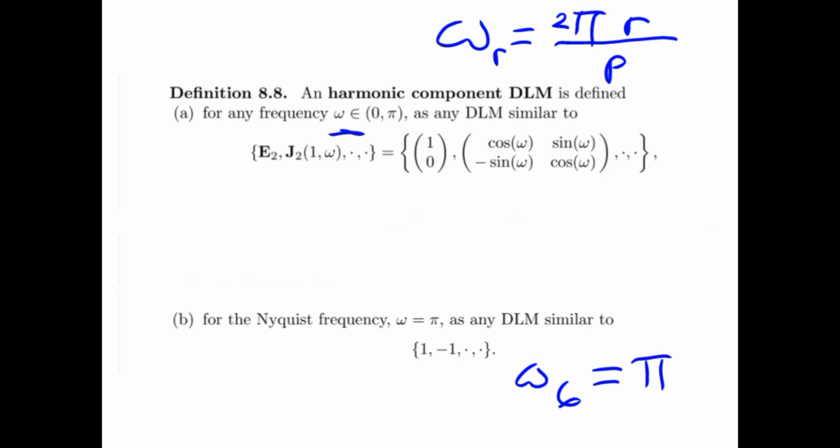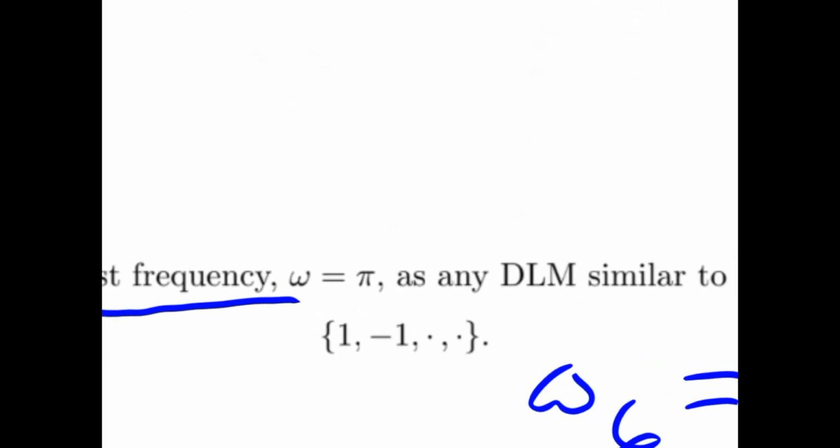So for an even number of period, the last harmonic would have the Nyquist frequency here. So for the last harmonic, we would always fall into the next group, the second group. And so, for the sixth harmonic, the DLM definition is only defined to be this. The F matrix, I need to zoom in for a minute.